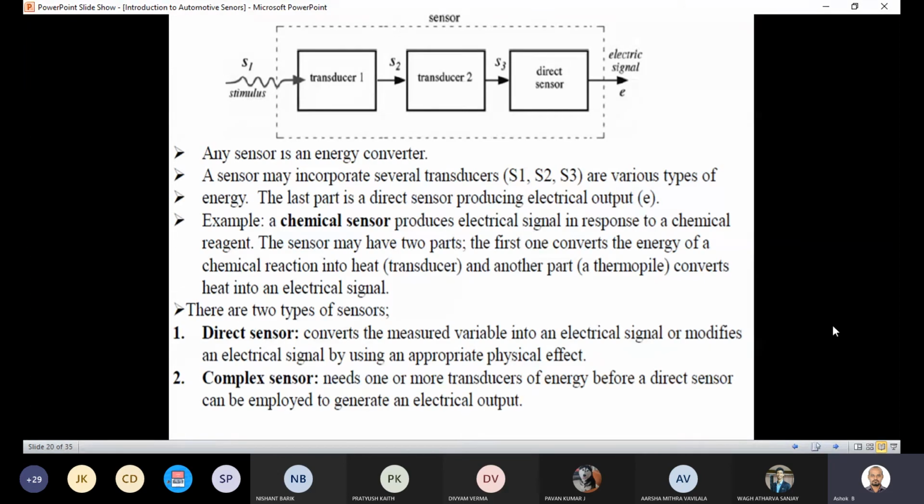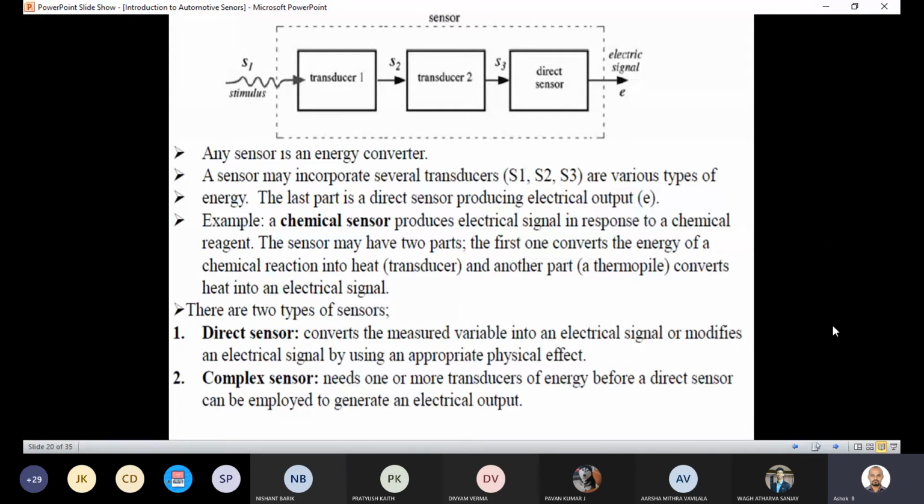And another important thing is that there may be one or two transducers inbuilt in a sensor. For example, for a single stimulus, say the chemical sensor produces the electrical signal in response to a chemical reagent. The sensor may have two parts. The first one converts the energy of the chemical reaction into heat, and the other part converts that heat into the electrical signal. So in this case, this particular sensor might have what we call two transducers. Typically a sensor might convert one form of signal to another form, and that form to another form. So that's what we call transducer 1 and transducer 2, put together inside a single sensor.